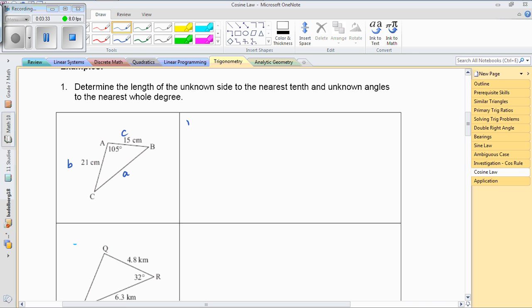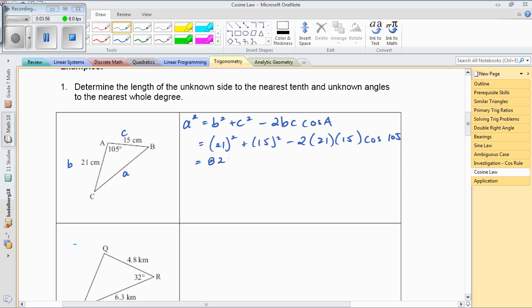Using the formula that we just discovered, a squared is equal to b squared plus c squared minus 2bc cos A. Substitute in the things that you need. b squared is 21 squared plus 15 squared minus 2 times 21 times 15 cos 105. When you use your calculator and number crunch that out, you get a squared is equal to 829. Remember to square root. That means that a is equal to 28.8 centimeters. This idea of square rooting is something that students often forget to do, and in doing so, they often get the wrong answer.